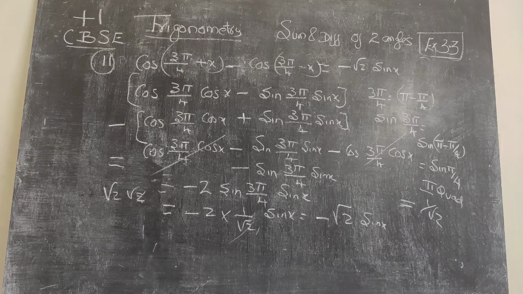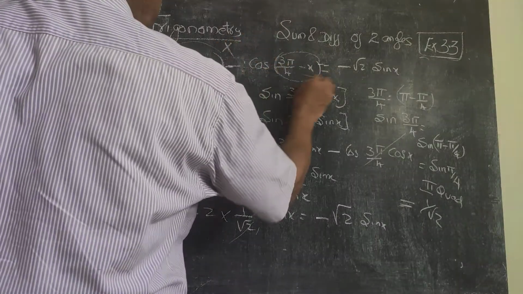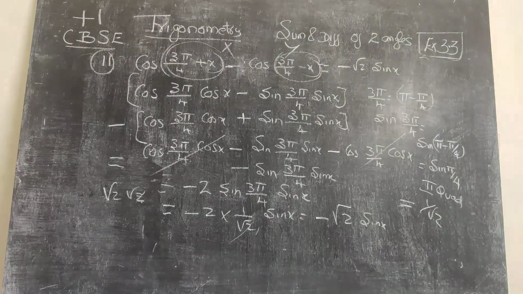Cos, the entire thing you can take as x, and the entire thing you take as y. Cos x minus cos y, that formula also you can use. So what is that formula? Cos x minus cos y is 2 sin x plus y by 2 minus outside, and then sin x minus y by 2. That formula also you can apply and get the answer. But this is a little bit easy, so I have applied this one.